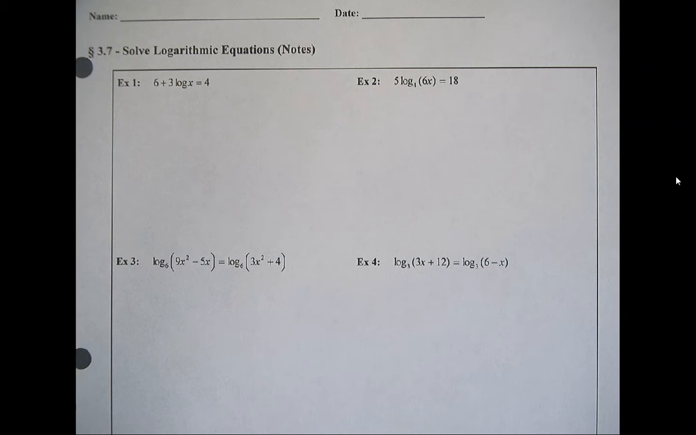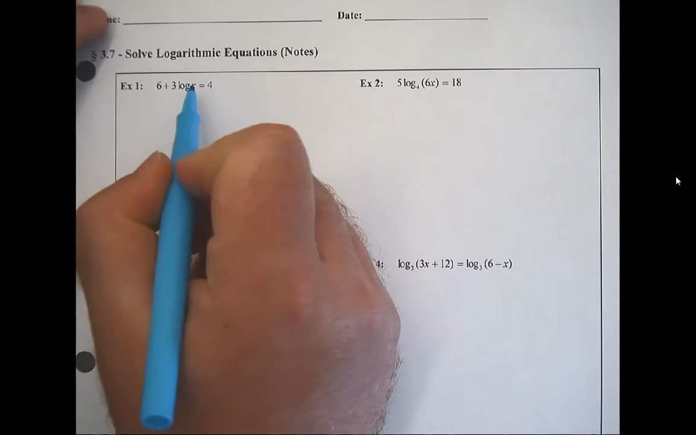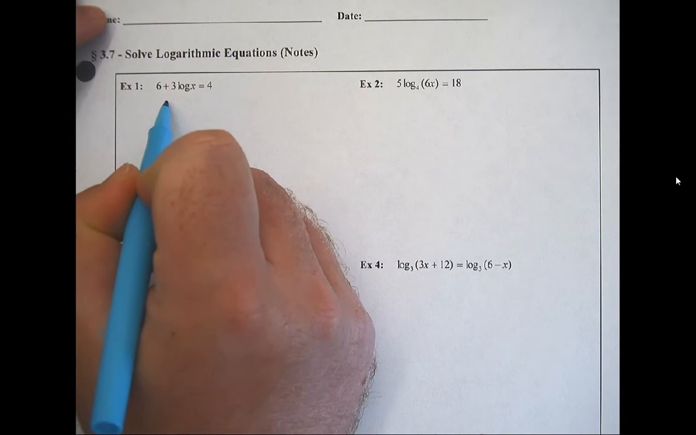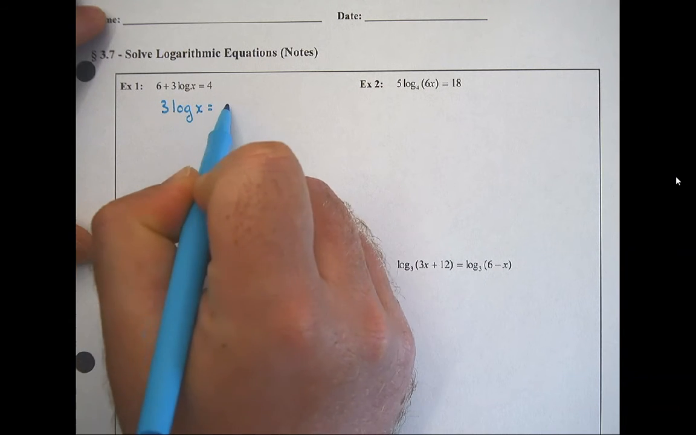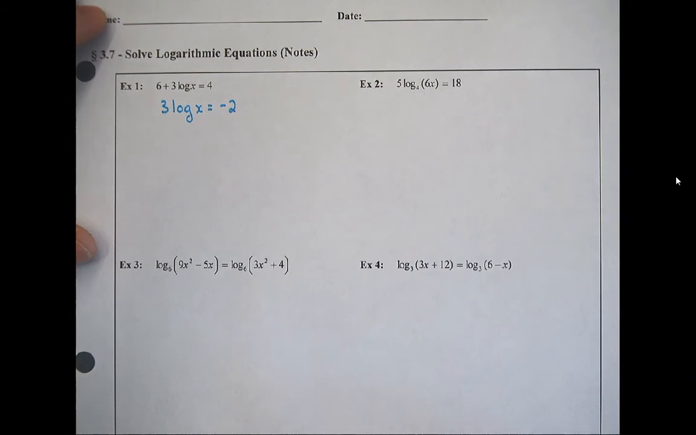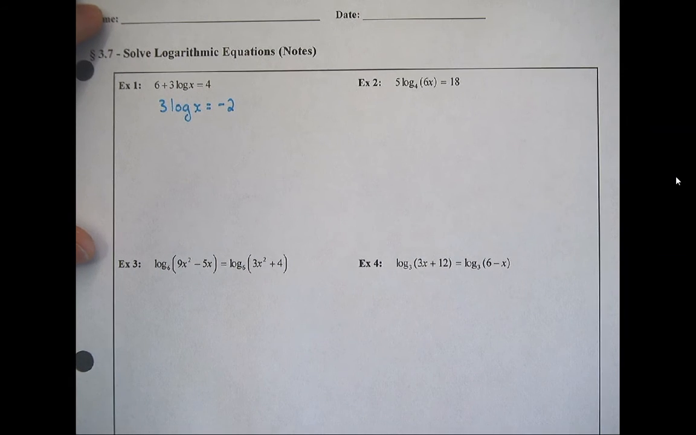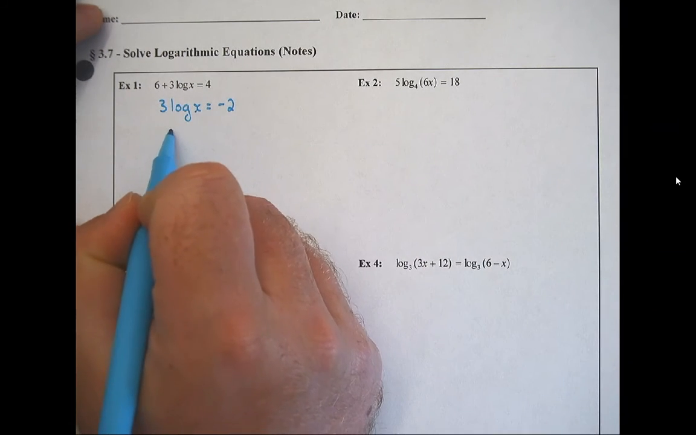If I'm looking at example 1, who's farthest away from x on the same side? That would be 6, so I'm going to bump that to the other side. I would have 3 log of x equals negative 2. Who's farthest away from x on the same side now is 3, connected by multiplication, so we would divide.